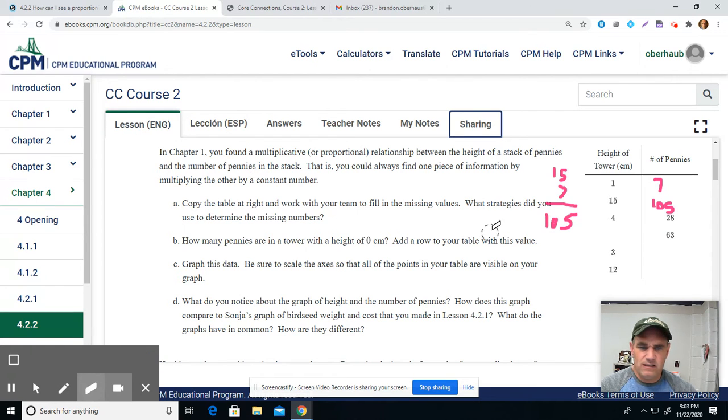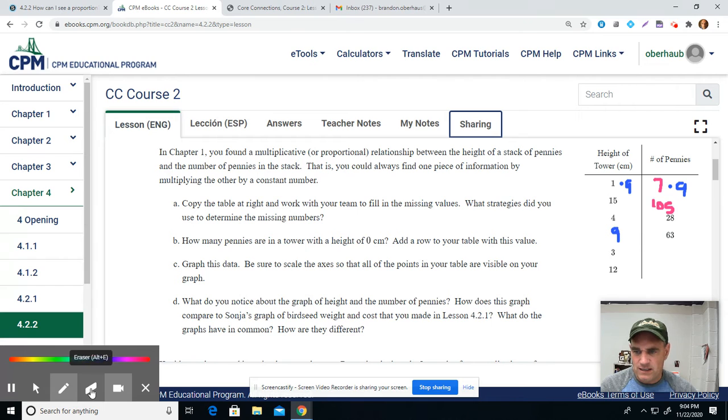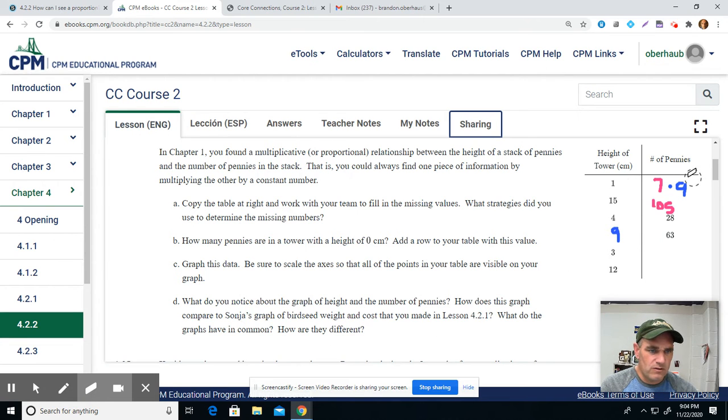So let's see, how can I think about this? Can I somehow turn 7 into 63? And then maybe that would help me with this. So let's see. 7 times 9 is 63. So that means I should be able to multiply this by 9. Whatever I do to the number of pennies, I do the same thing to the centimeters. So this would be a 9 centimeter tower. It would take 63 pennies. All right, I think that works.